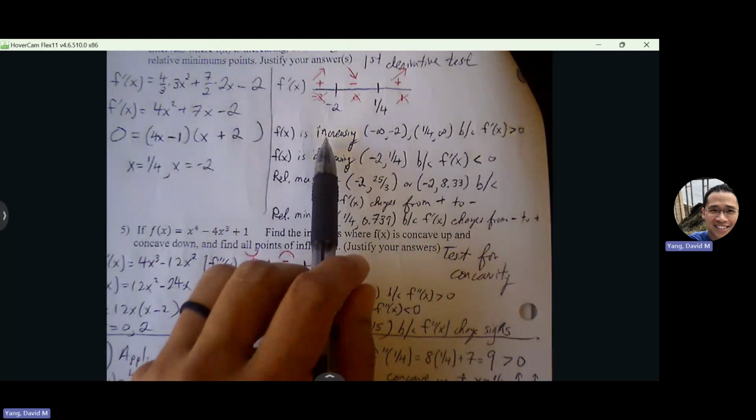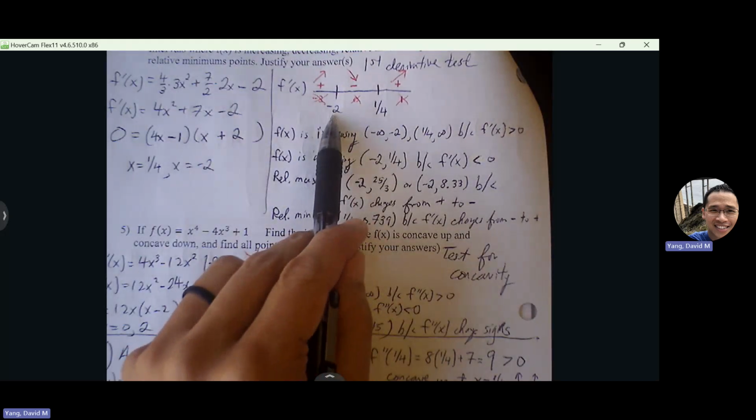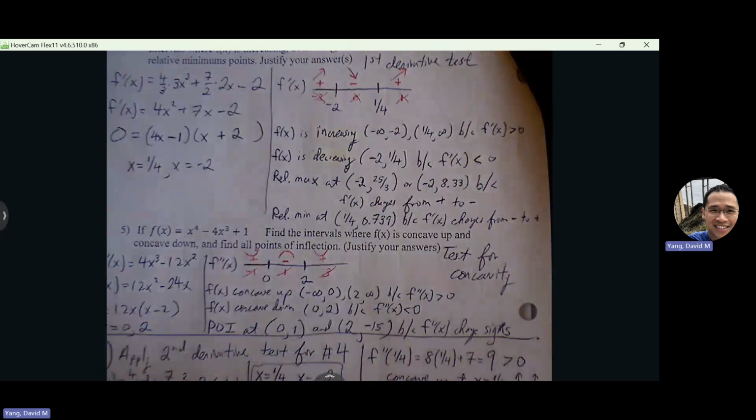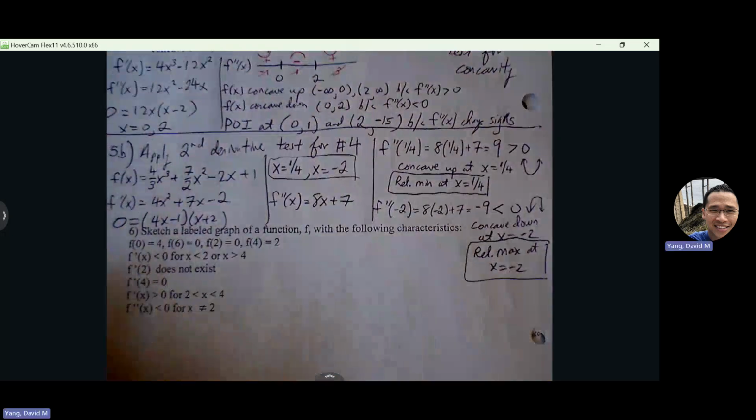But it's the same result as number 4, right? We got the same conclusion, relative max at -2, relative min at 1/4. But just going down a different path.